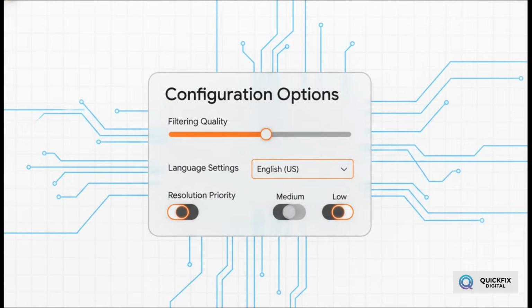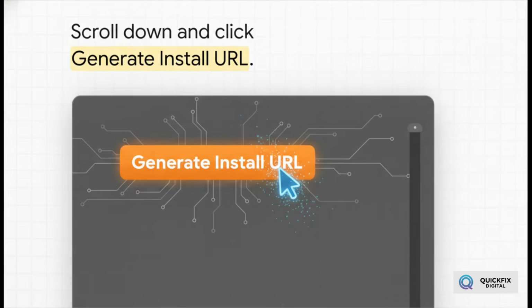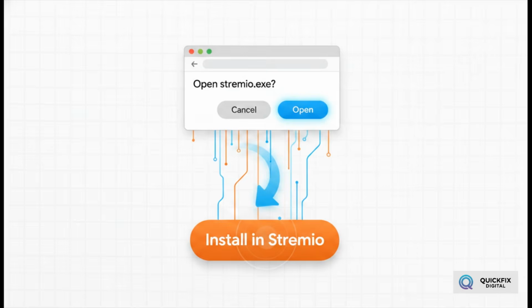Now personalize things. You can easily filter streaming quality, set preferred languages, and prioritize your resolutions here. All set? Just scroll to the very bottom and click Generate Install URL. Then hit Install in Stremio and choose OpenStremio.exe to push this straight to your PC.